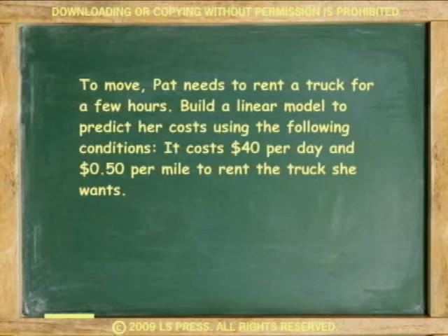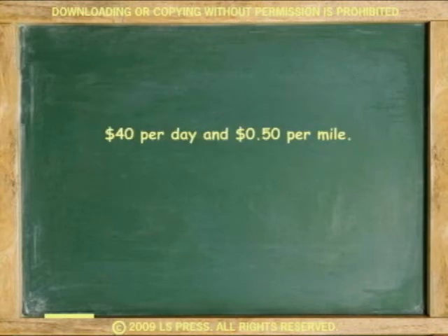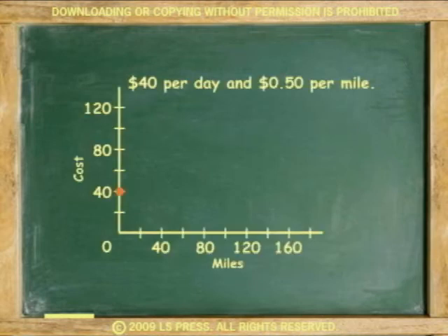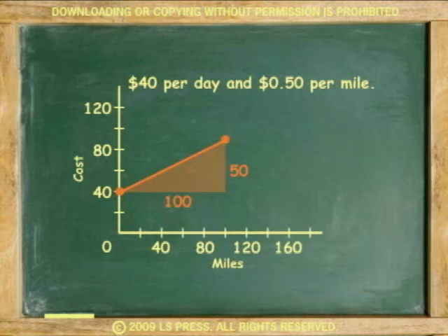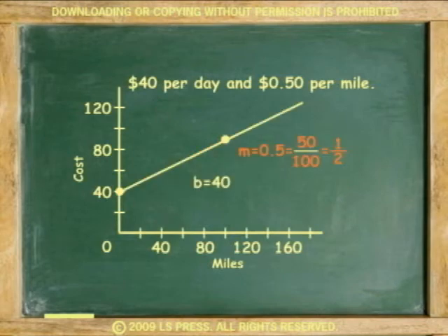We begin with the condition that Pat must pay $40 for just starting the truck. That's 0 miles. Therefore, the line for this model starts at 40. From 40, the line climbs at the rate of 50 cents per mile, or $50 per 100 miles. The graph shows this. The slope, m, is 0.5, or 50/100, or 1/2, and the y-intercept is 40.